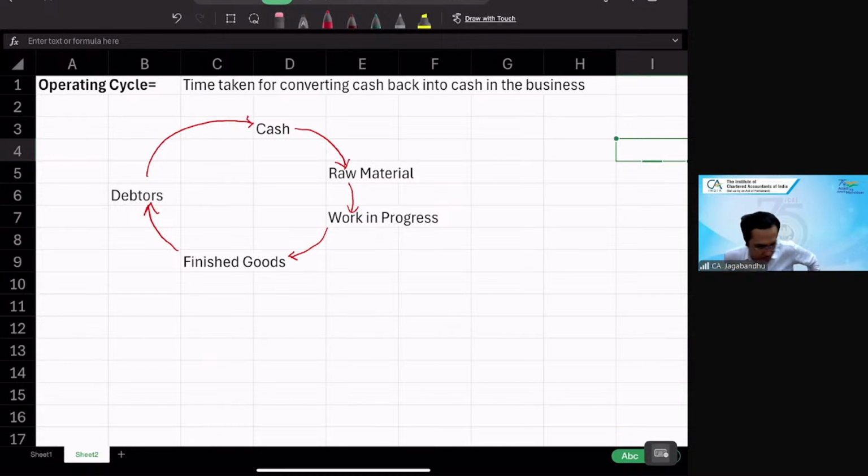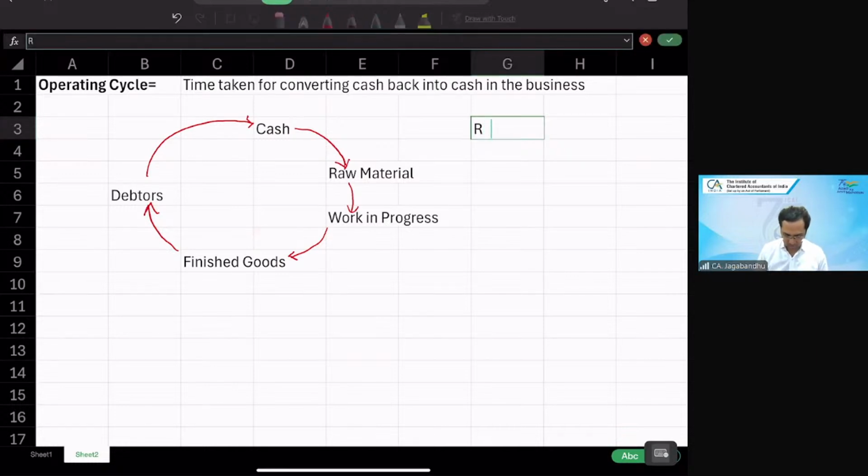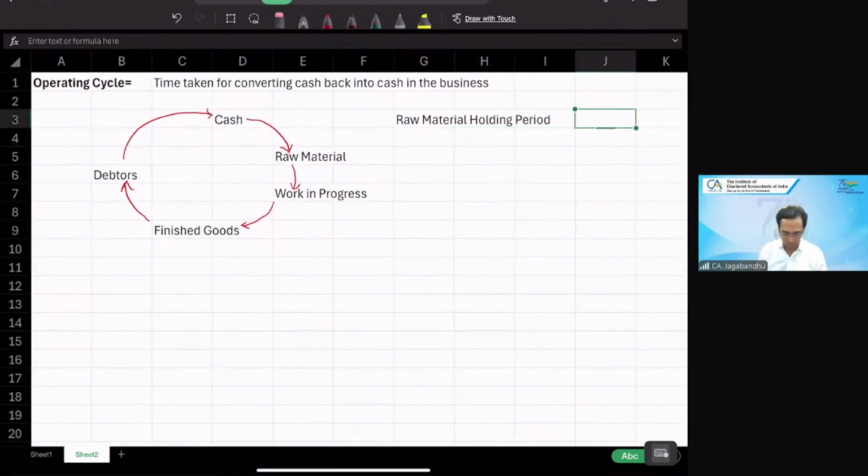So this is how we understand the operating cycle, or the time taken for the cash to get converted to cash again. That's called the operating cycle. Now, what are the components that we have in this operating cycle? The first component is the raw material holding period.